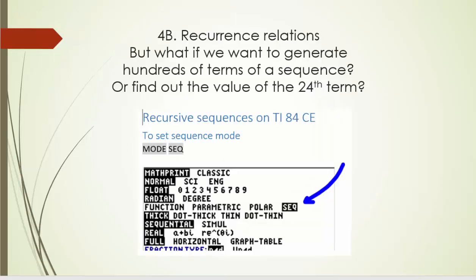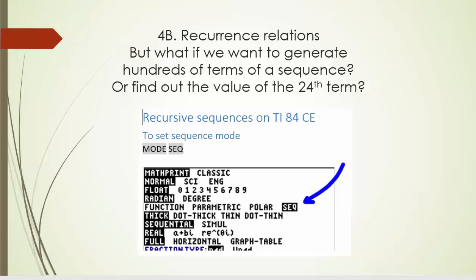Now, what if you want to generate hundreds of terms of a sequence, or find out the value of the 24th term of a recurrent sequence? You could get your ordinary calculator out and just press enter, enter, enter 24 times, as long as you know how many enters you have pressed, which can often be wrong. Or you can get the graphics calculator to do it for you, and it will tell you the position of every term in the sequence. This is how you do it.